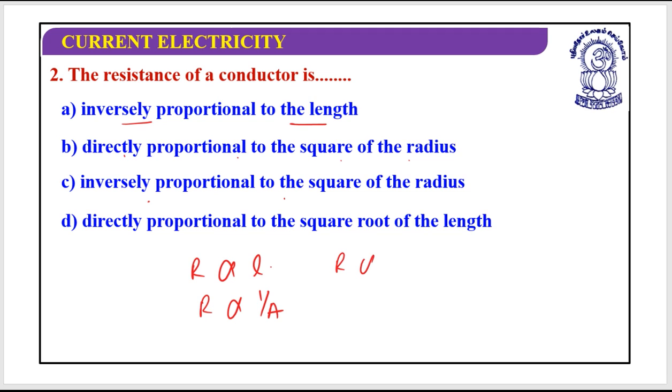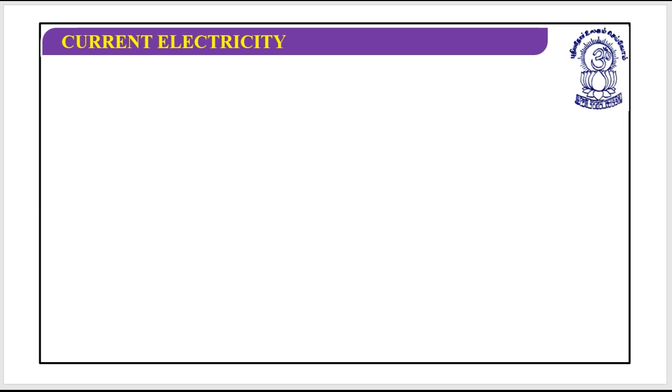How? Let's look. R is directly proportional to 1 by A, and when I say that, A can be written as pi R square. So resistance is inversely proportional to the square of the radius. So this could be the correct answer. Yes, I hope those things are clear. Is it clear? Great. So ready for the question?